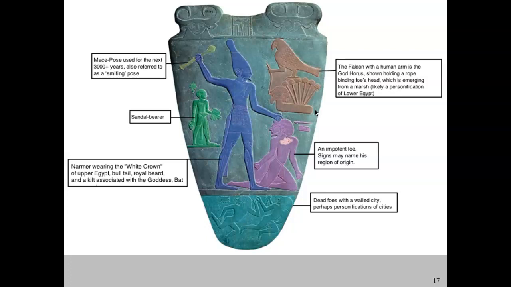and hieroglyphics. Down below, we have the bodies of two dead enemies, and we see this little symbol, which is the symbol of a walled city. So these foes might be the rulers of walled cities that have been defeated by Narmer. Let's also note that this is very organized in registers. There's a lot of order, there's a lot of static order to this object.